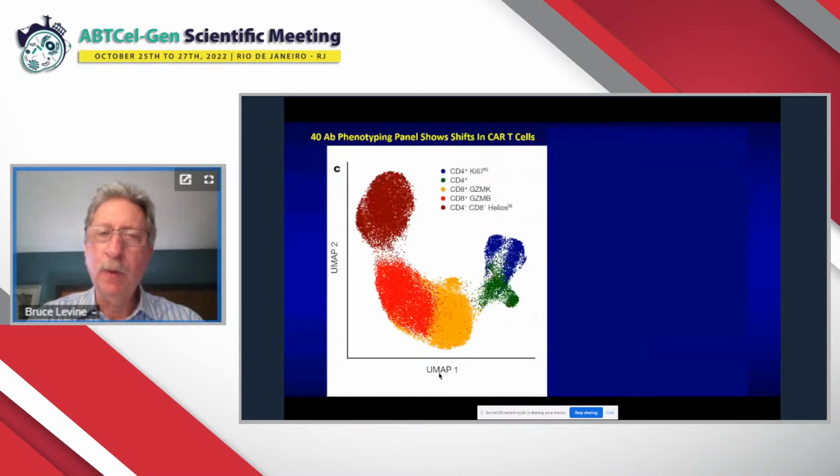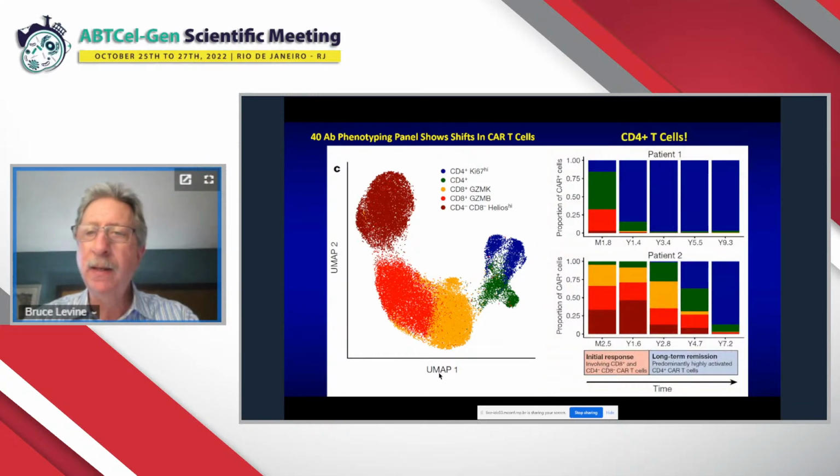We also went back to the freezers and performed more advanced phenotyping than we had originally, using a 40 antibody panel that you see here. And by cluster analysis and longitudinal analysis of samples, we could show that in the beginning, immediately after infusion, in the earlier term, in the months and a year or two, we do see an initial response composed of CD8 positive cells and some cells that are gamma delta CAR T cells that go away. But in the long term, we see a predominance of highly activated CD4 positive CAR T cells, which was a surprise.